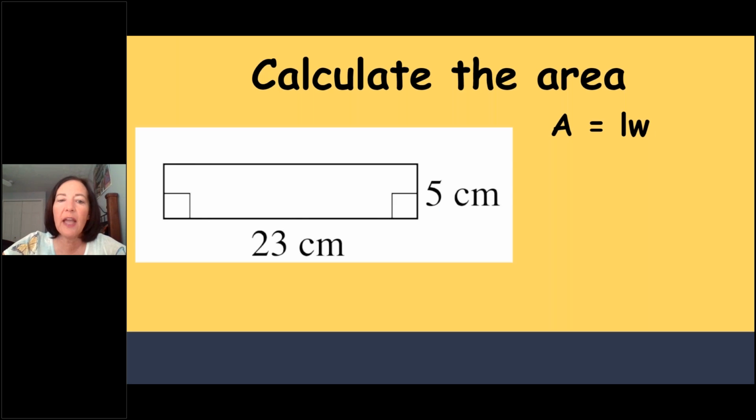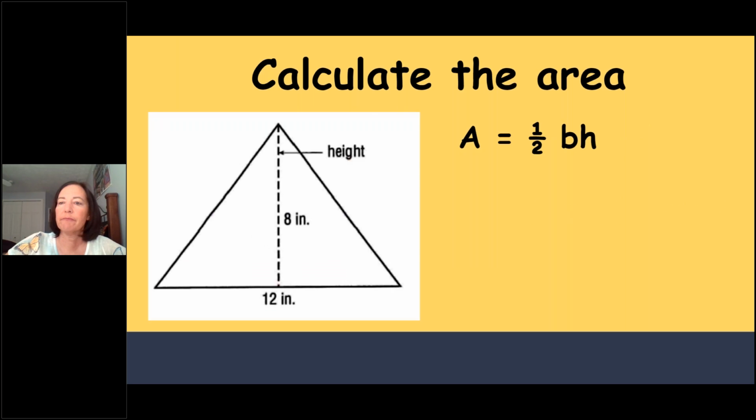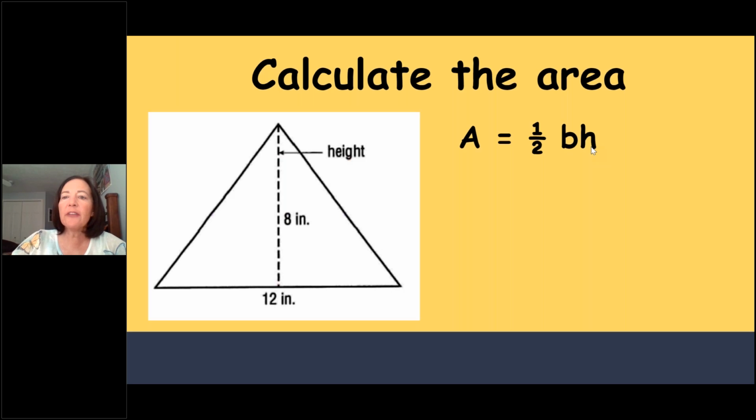Go ahead and see if you can calculate the area of this rectangle. It would be 115 centimeters squared. You're awesome. That is exactly what it would be. Perfect. Oh, sorry. That was exactly correct. Okay, so let's try the triangle.